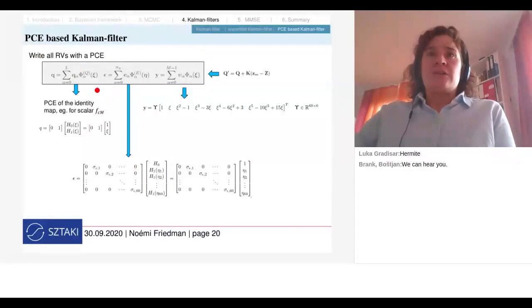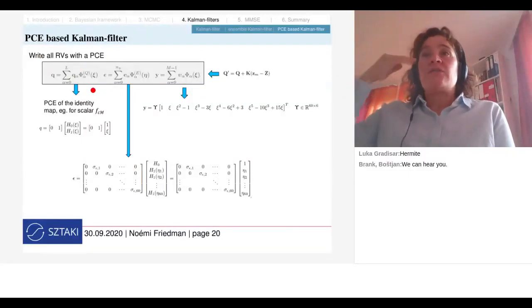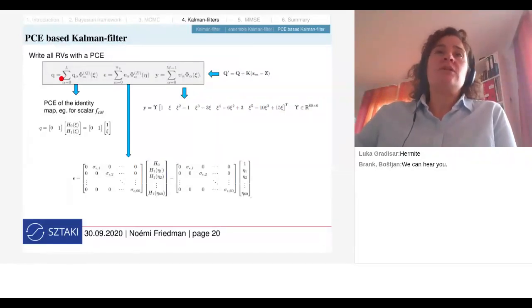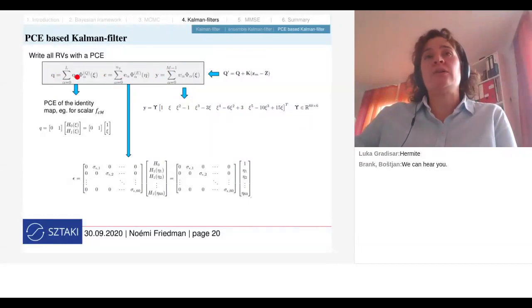The PC-based Kalman filter starts from the same equation here, okay? And what I do is that I don't do any samples and I don't evaluate the covariance, or I will evaluate the covariance, but I do everything without any samples. And the way to do that is that I already have a PC expansion of Q. I didn't have one of Q. I had only one of Y, but I can write one of Q and I can write one of epsilon, okay?